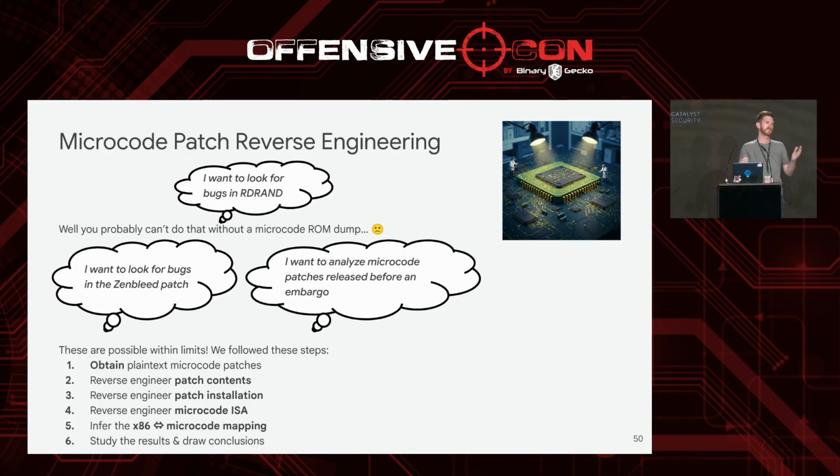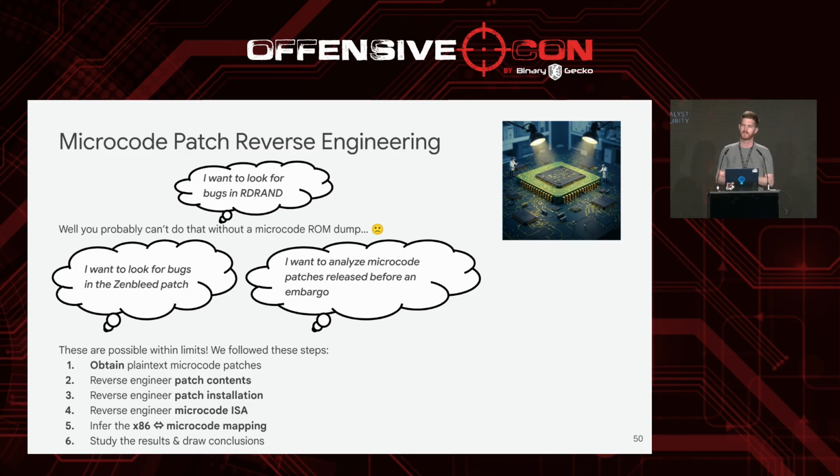So some things you might think of are, I want to go find bugs in some instruction. So let's say RDRAND would be an interesting one. Unfortunately, we don't have enough information today where you could probably do that. We're missing the microcode ROM. We'll talk more about that. But maybe in the future you could do this. But things that we can do today are, maybe you want to go look for bugs in how AMD actually patched a CPU bug and see if they missed anything. So that's one thing we could go look at.